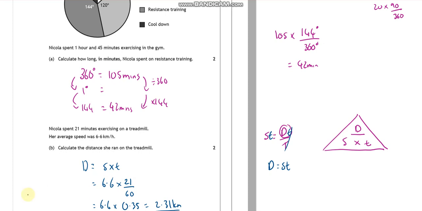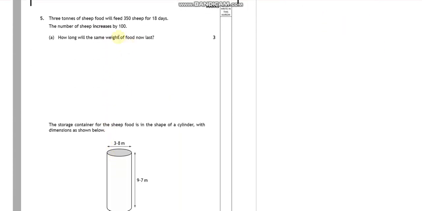Okay, so just make sure your units are the same for this. Happy days. Make sure your units are the same and you've got your formula. All right, have a little look at question 5.